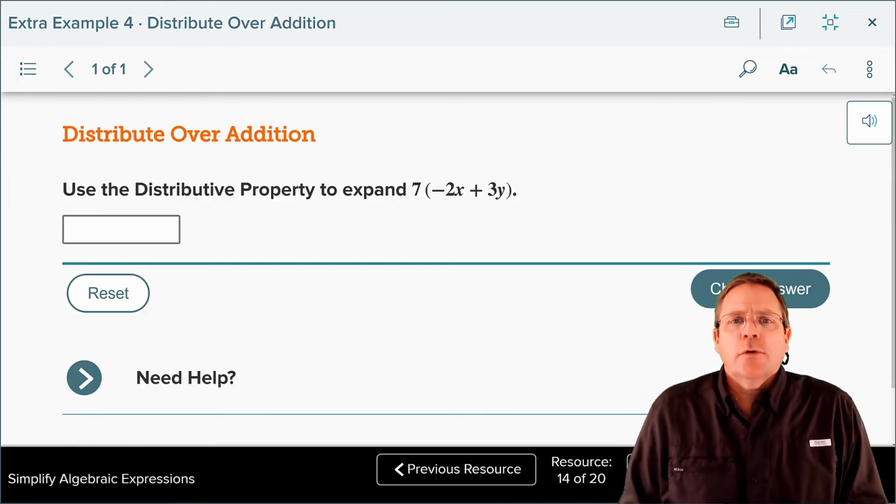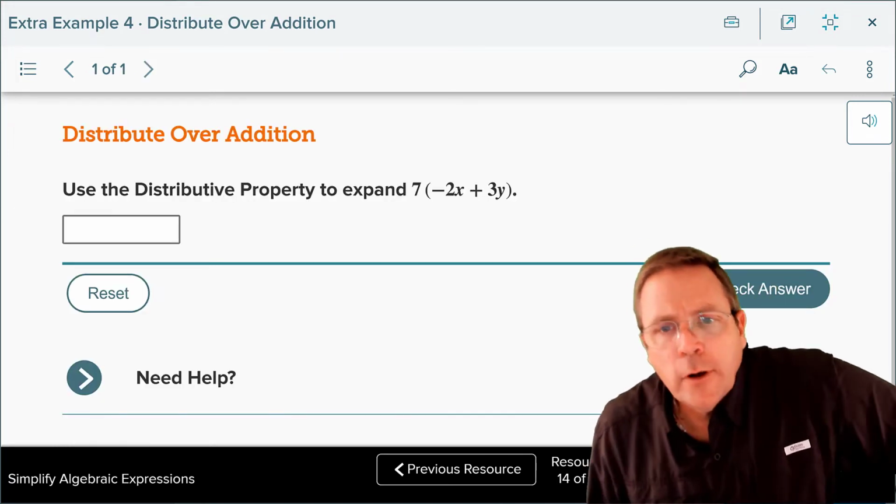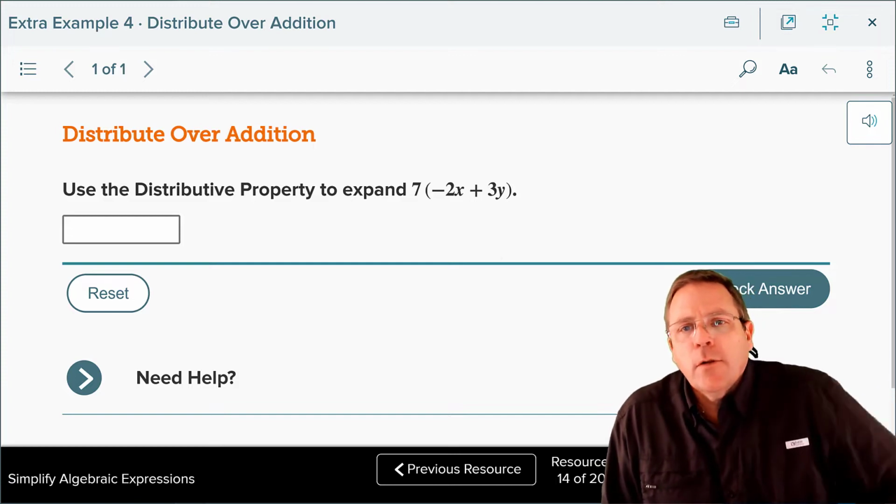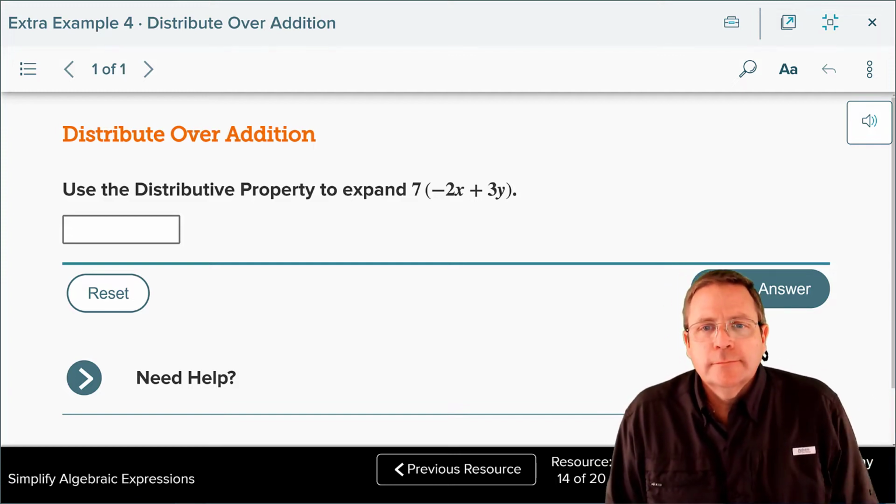Now it's going to be your turn to pause the video, solve this problem, check your answer. I look forward to seeing how many of you get it right.